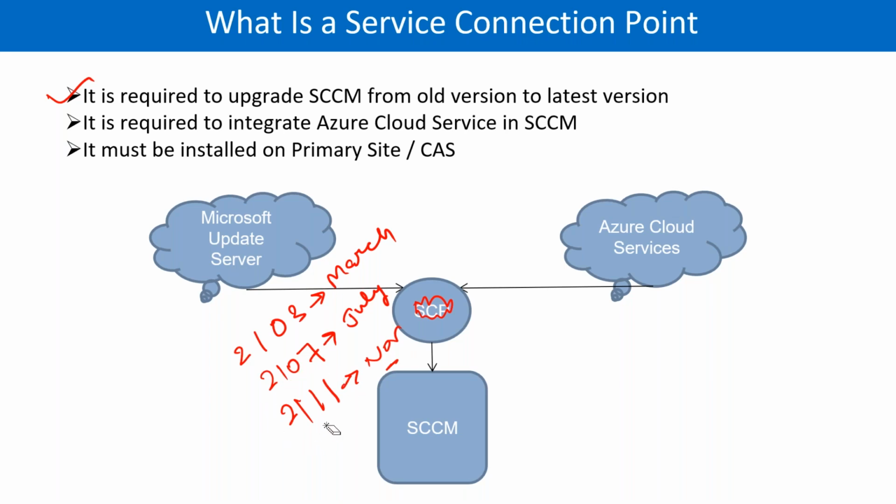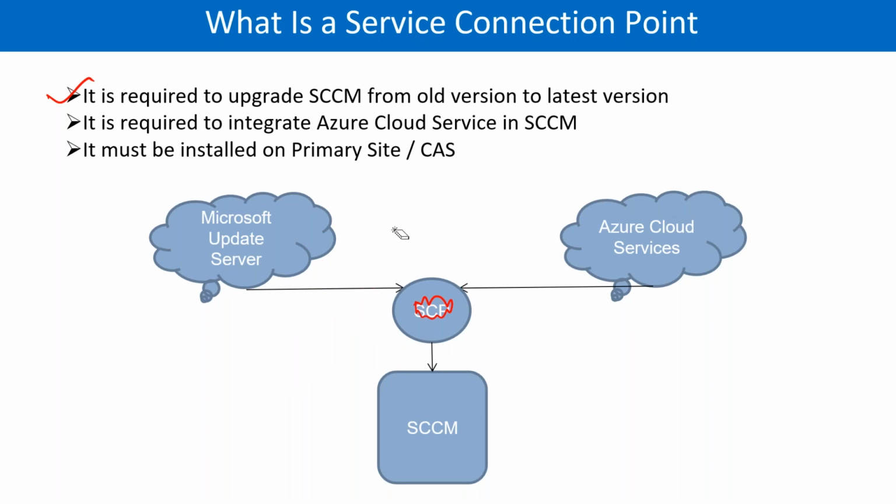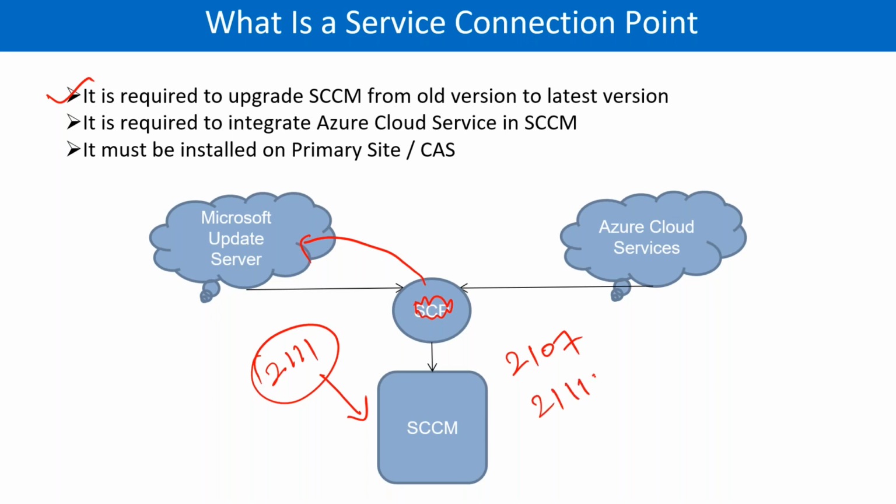But how will SCCM know that the latest version is available from Microsoft? SCCM will not be able to know until it communicates with Microsoft. So a service connection point will communicate with Microsoft and check, do you have any new update for SCCM? Microsoft will say, yes, we have 2111. So you can download and install it on your server so that your server will get upgraded from 2107 to 2111, right?